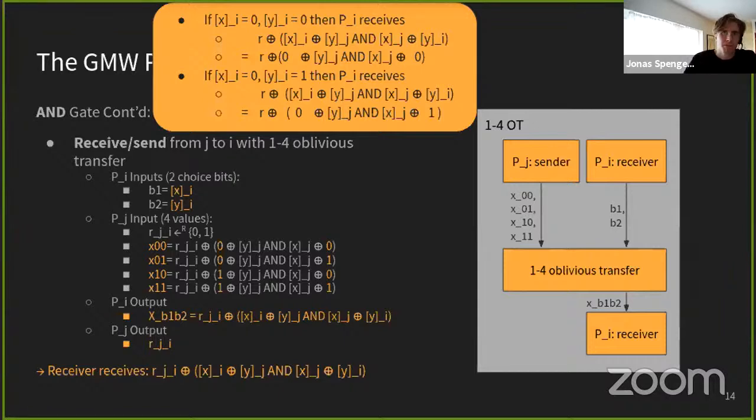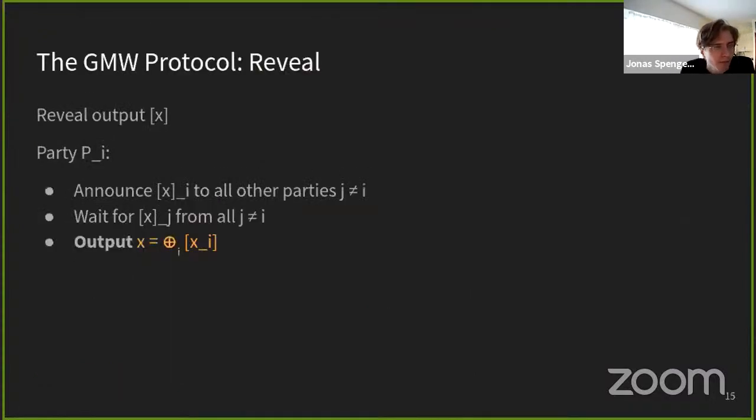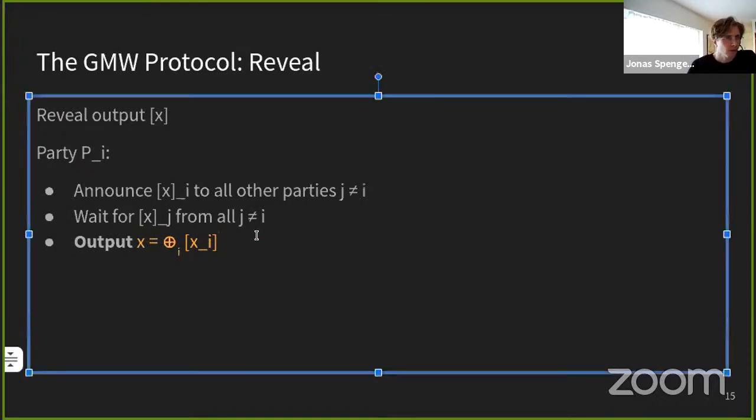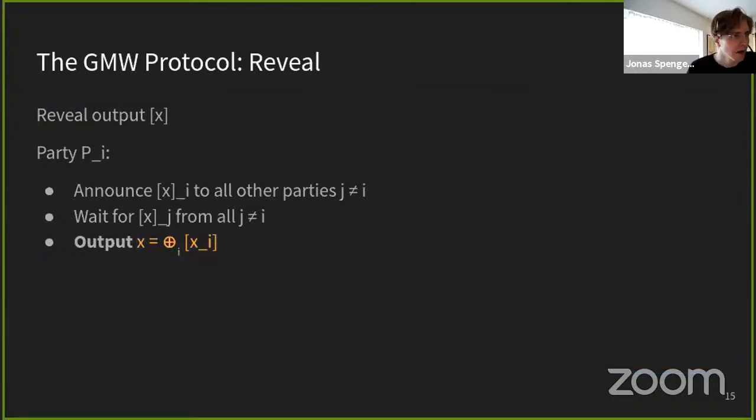Okay. If there aren't any more questions, I'll continue. So now we're reaching the end phase, and we have computed all the gates, and we have all the outputs from the gates as secret shares. And so the last step is to reveal the outputs to all the parties. And the way we can do this is quite simple. So party Pi would announce its shares to all the other parties and wait for the shares from all the other parties, and then just tally them up and compute the plaintext values of the output.